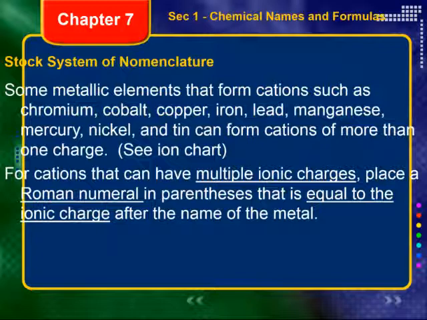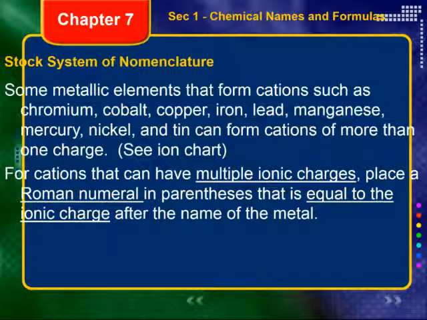Some metallic elements, and again, they're all found in the D block, not every single D block element, but all of these elements are in the D block, form cations. For example, chromium, cobalt, copper, iron, lead, manganese, mercury, nickel, and tin can form cations of more than one charge. Sometimes they're a positive 1, sometimes a positive 2, sometimes a positive 3, sometimes a positive 4. The only thing I want to point out is they're never negative. They're always positive, they're cations, but the magnitude of the charges will vary.